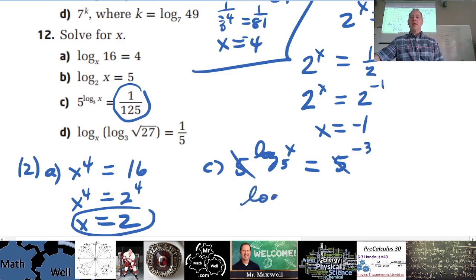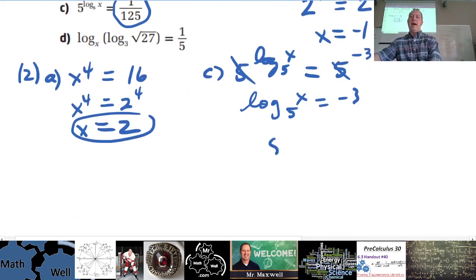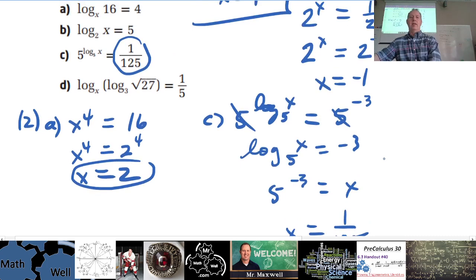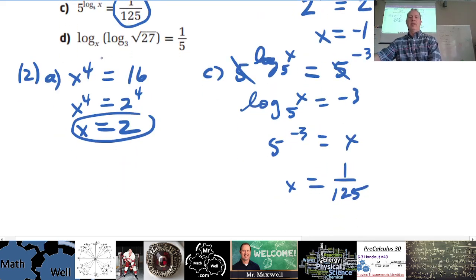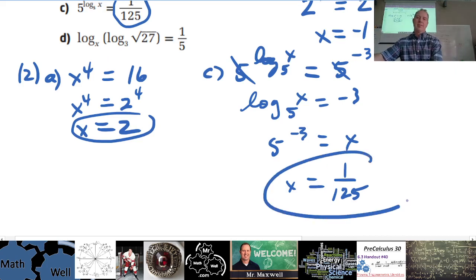So now I can rewrite like this. Log of x base 5 equals negative 3. And now in exponential form, voila, 5 to the negative 3 equals x. X is 1 over 125. Oh my goodness, that's freaky. Whoa. 5 to the power of log of 1 over 125 base 5 is 1 over 125. Wow. Beautiful.